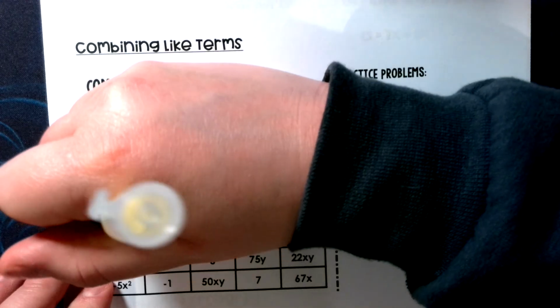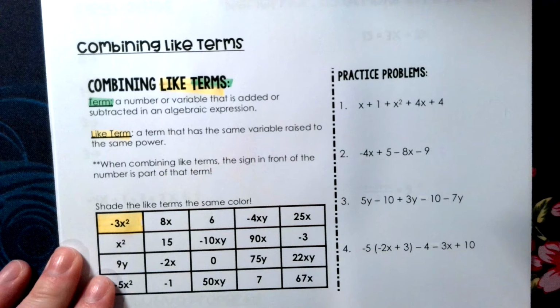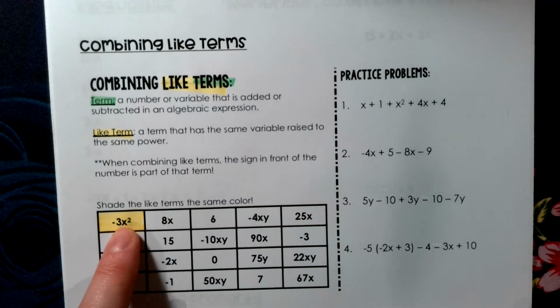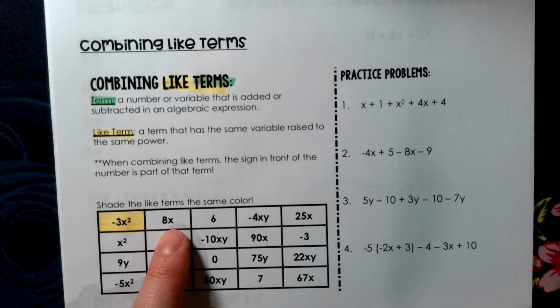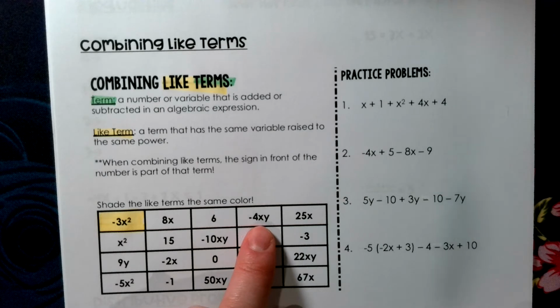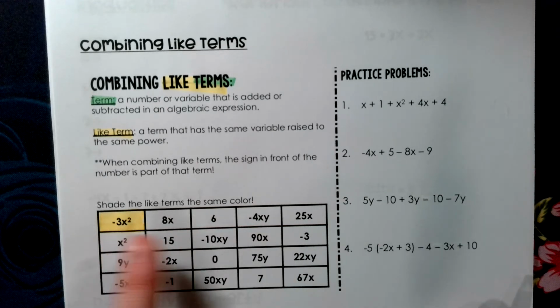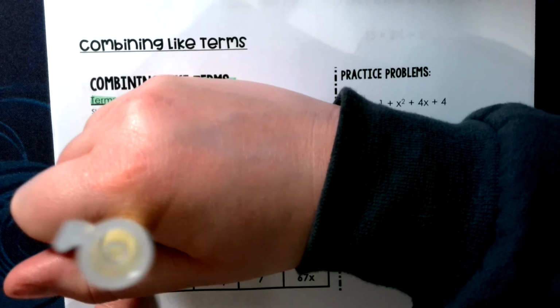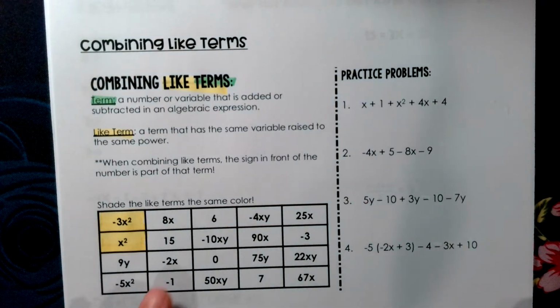They want us to go through and shade or color in the ones that have the same like terms. So again, this x is squared. This x is not squared, so they are not like terms. There's no x here. This has xy. This one doesn't have any y's in it. This is just x. This one's x squared. So that means this is a like term. I can combine those two things with each other. And then keep looking through.